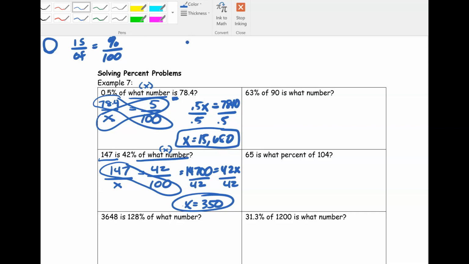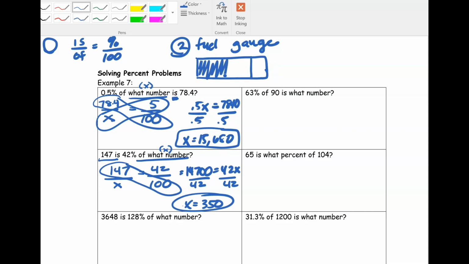So another method that I really like is called the fuel gauge. This is one that I never used as a student, but I learned it during student teaching in an 8th grade classroom. And man, it was amazing to see how this really clicked for a lot of the kids. The way this works is you draw a rectangle. You can do it horizontal or vertical, it doesn't really matter. And the idea here is you think of a fuel gauge as being filled up by a certain amount.